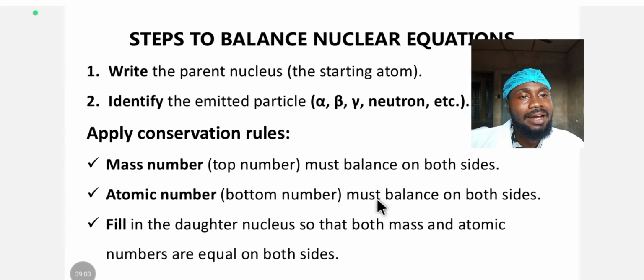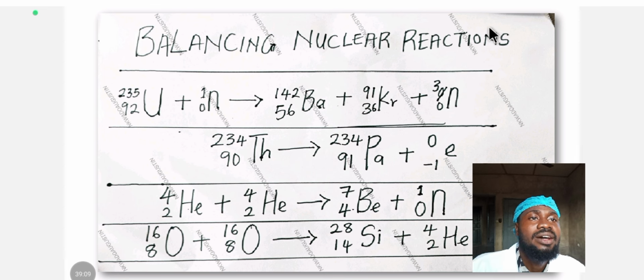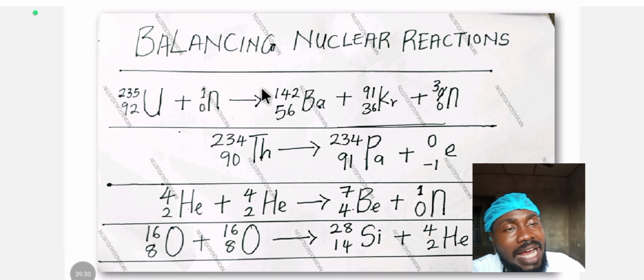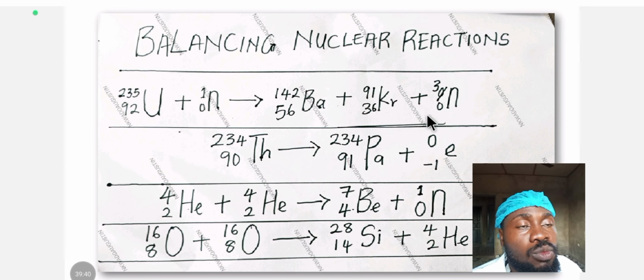Let's look at the diagram illustrating this explanation. Now, balancing nuclear reactions. Look at this one here. We have uranium 235 and we have neutron 1. If you add this to this, you get 236. So we are left here with 236 over 92, and everything has to balance here. For us to balance it, we were given just this, but we use this one to balance it. This small nucleus and particles emitted, we used it to balance it.